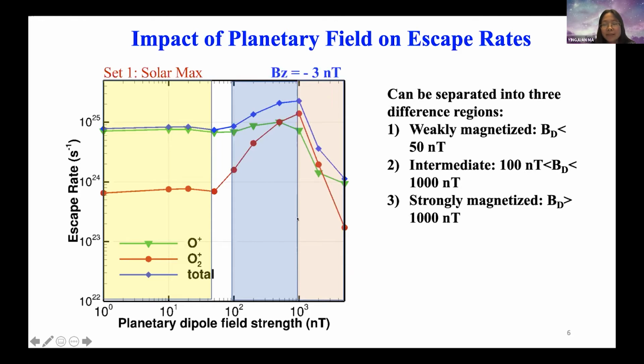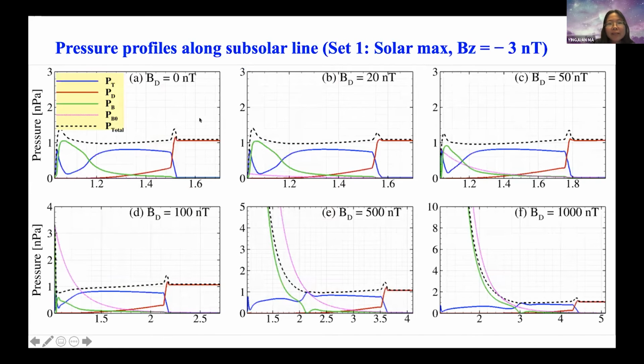For strongly magnetized cases, there's actually a fairly sharp decrease of the ion escape rate. But again, as I mentioned, results for those strongly magnetized cases may require extra caution due to model limitation. So next, we will mainly focus on field strengths less than 1,000 nanotesla and look into more details about this interaction process. What's plotted here are pressure profiles along the subsolar line for different dipole cases.